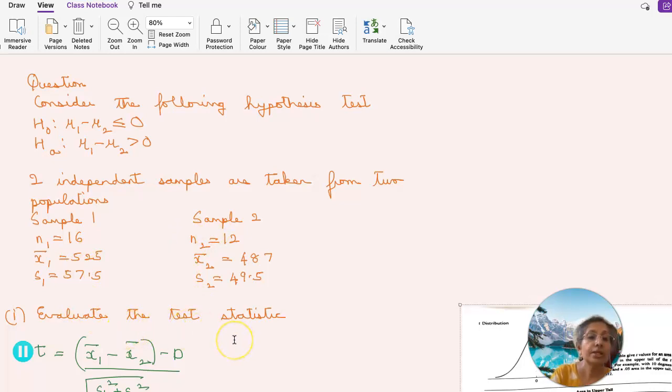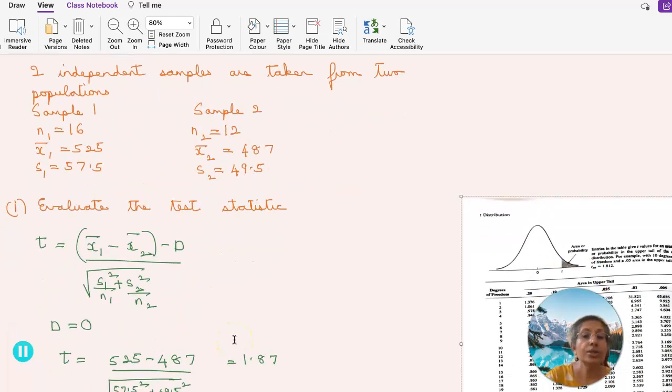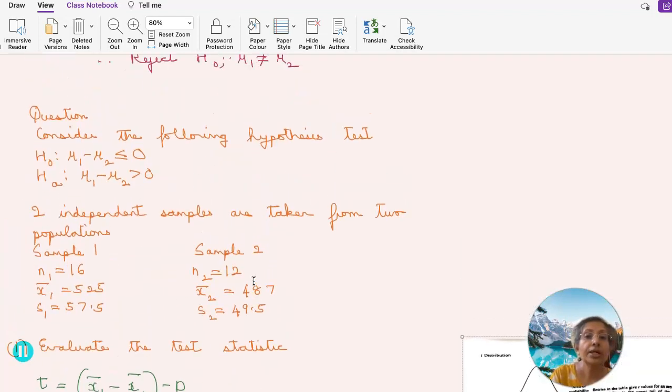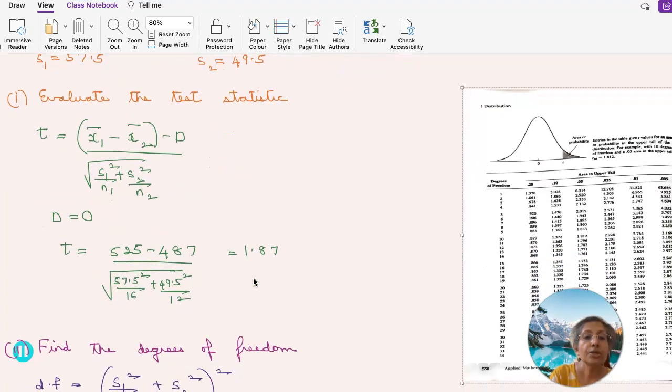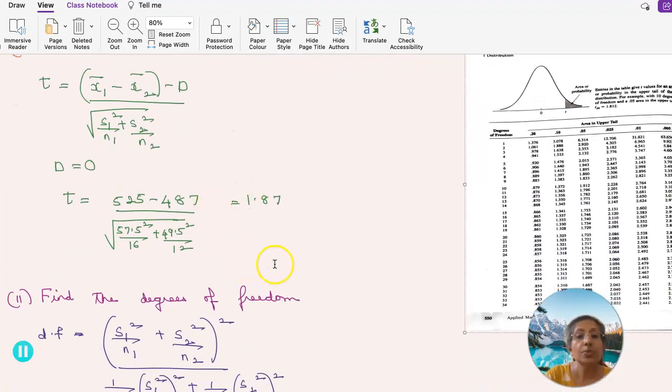So we evaluate the test statistic. Again we use the formula which we had just seen: t equal to x1 bar minus x2 bar minus d by root s1 squared by n1 plus s2 squared by n2. Again d is 0 here. So substituting the values, you get t as 1.87.